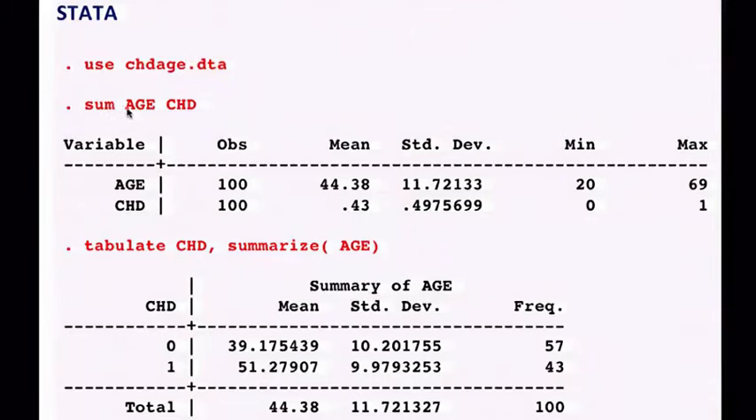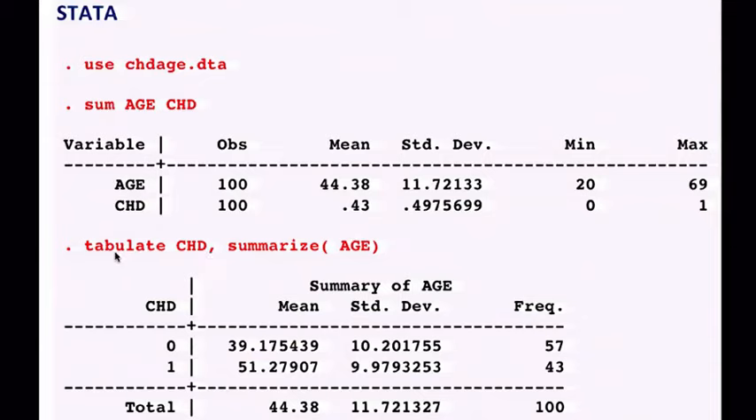The first thing I ask for is summary statistics of age in CHD. Notice that it tells me it has 100 subjects, and the mean age of the subjects is 44.38 years. The standard deviation is 11.7, and they range from 20 to 69. It also tells me a little bit about CHD. Because this is a 0-1 variable, 43% of the subjects had evidence of CHD and 57% didn't. Again, minimum is 0 and maximum is 1.